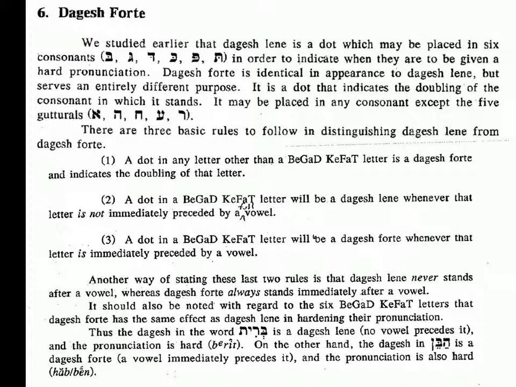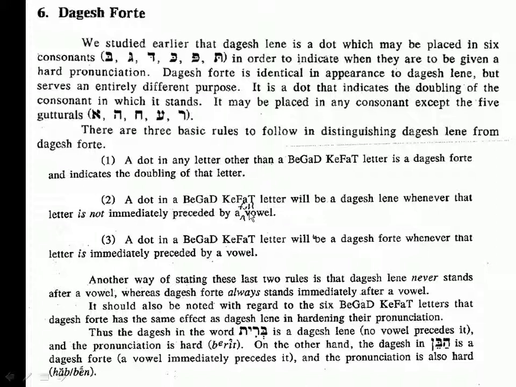is being doubled. Number 2, a dot in a Begad Kafat letter will be a Dagesh Lene. Therefore, pronunciation. Whenever that letter is not immediately preceded by a full vowel. And I've written in my grammar the word full. If you remember, there are full vowels and half vowels, and schwa, and there's going to be a silent schwa that we're going to talk about in the next paragraph. So I'd suggest you write that in.